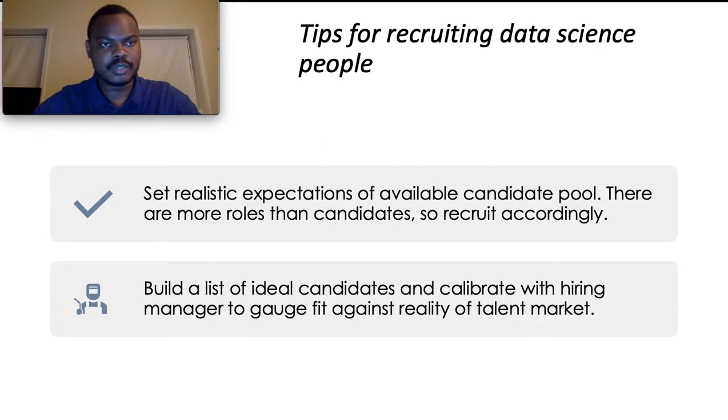So recruiters should also build a list of ideal candidates and work with the hiring manager to gauge if this person they want to recruit into the company fits the problem at hand. Because it would be bad if you're recruiting for a natural language processing person, but you bring in a data scientist that is just good with general machine learning algorithms, such as supervised and unsupervised learning. So it's really important to have this discussion so that the company can be prepared for the people they're recruiting for.